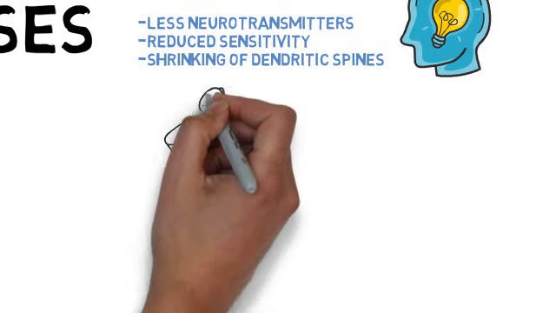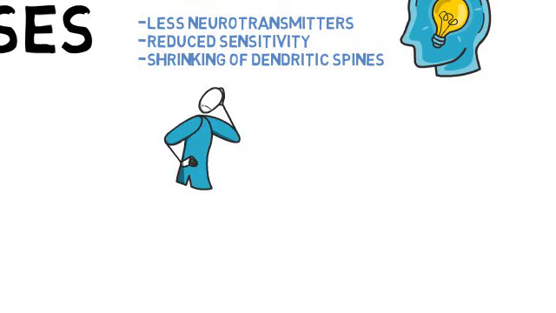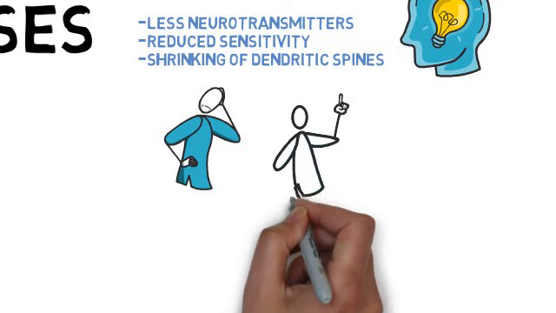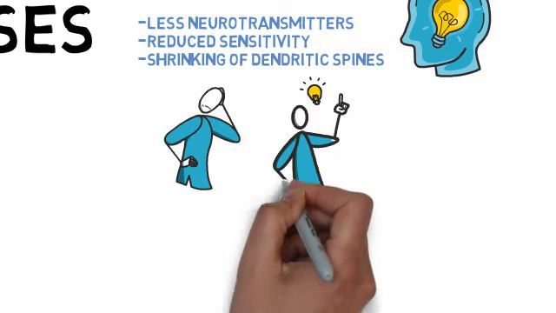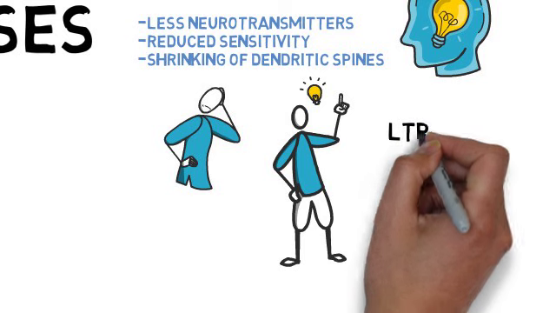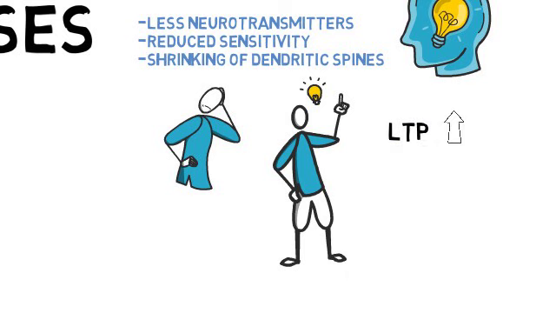Synaptic plasticity is essential for learning, memory, and overall brain adaptability. When you learn a new skill, your brain strengthens the relevant synapses through LTP. Conversely, when you stop using certain skills, LTD helps remove the now unnecessary connections, making room for new learning experiences.